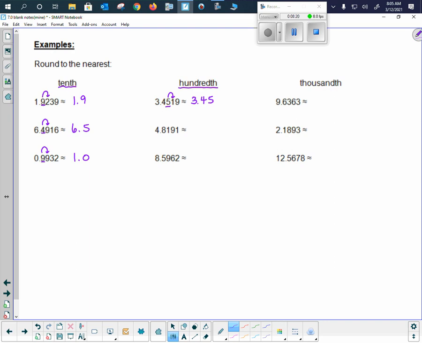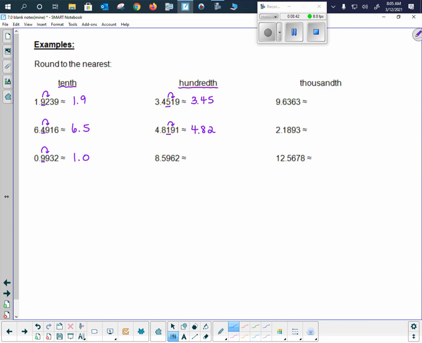Okay. All right. Next one, the 100th spot is the 1. The 9 tells you to round up. So the 81 should stay 81 or change to 82. Well, round up means change it to 82. So 4.82.